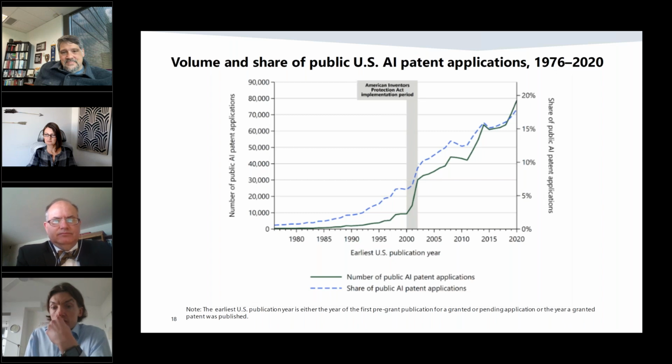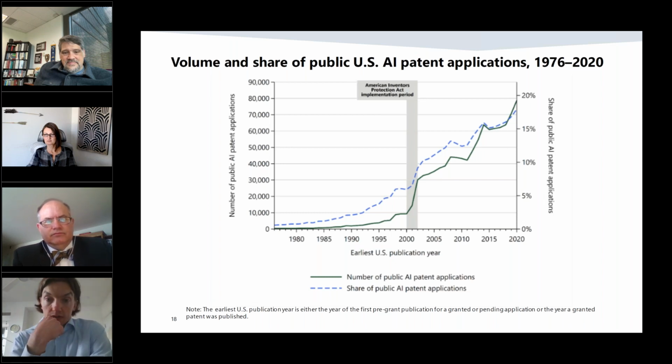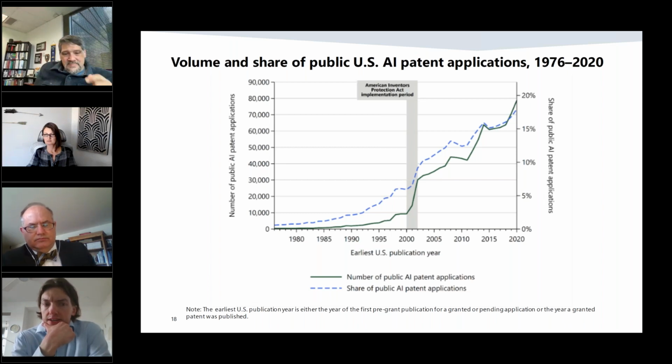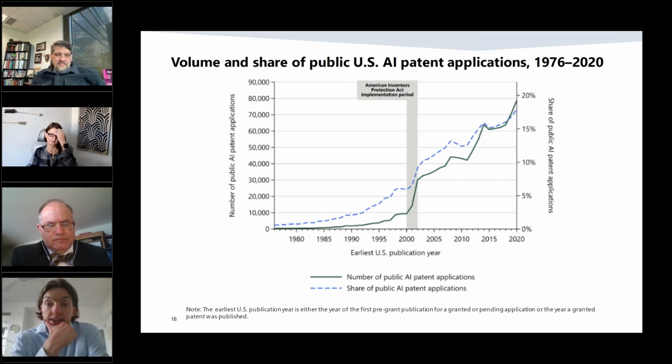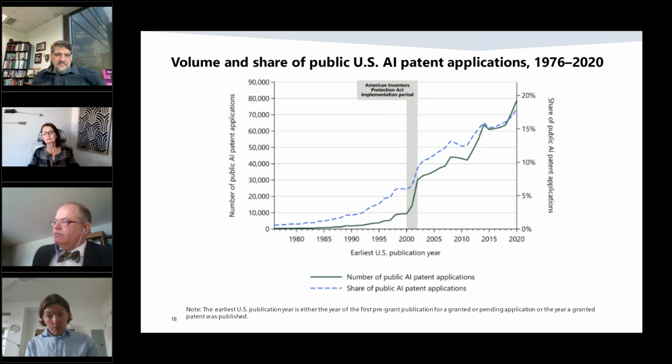Now, this is just a graph that shows public AI patent applications by the date that they were first published. It's usually a PG Pub date, pre-grant publication date, but it could be a patent date, for example. And the green is the number of patent applications each year. So basically this is just growing over time. You have this sharp increase during AIPA that's just because we had more patent documents published with pre-grant publications. But I think the really striking thing is that we're getting a very large share of patent applications that contain some aspect of AI. Now, this is a lot more than machine learning. This is like planning and control and knowledge processing.